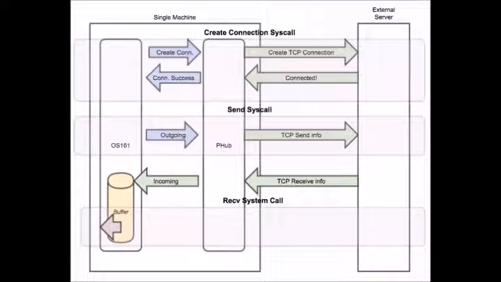Connect establishes a connection to a host and port through the phub. Send similarly just tells the phub to send bytes to a remote host. Receive is more interesting. We have the phub automatically forwarding incoming packets to the OS, so receive takes bytes directly out of the OS buffer for that connection. Close is what you'd expect, just tells the phub to close the connection to the remote.